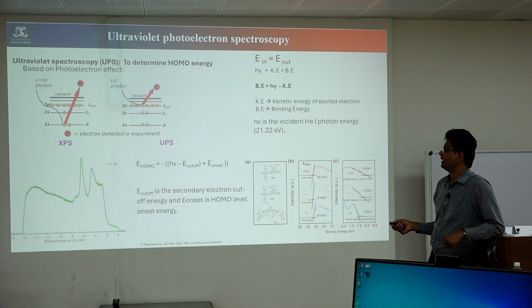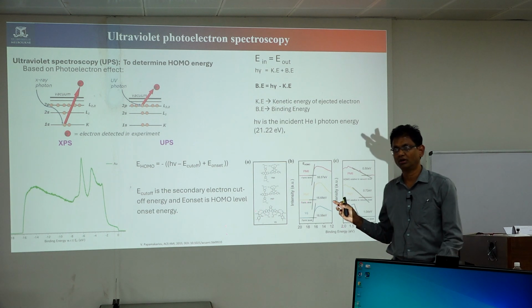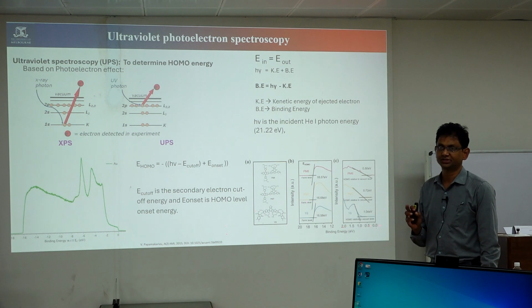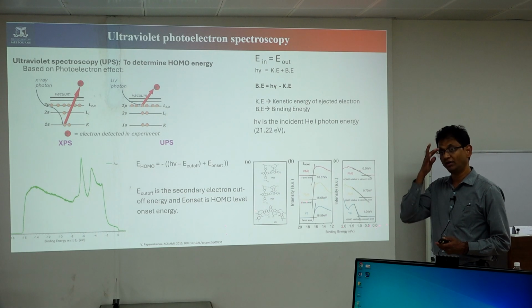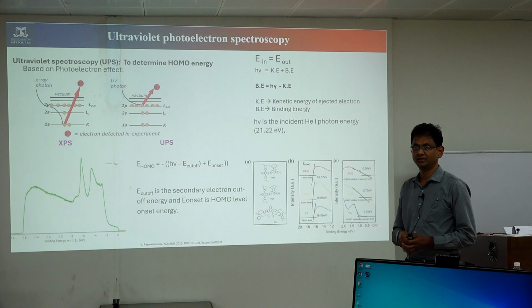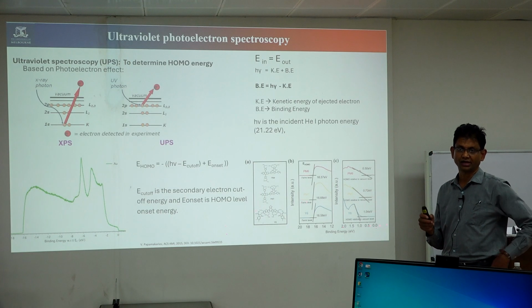Next, I'll give some questions on this basis. We are going to discuss more about ultraviolet photoelectron spectroscopy. This is another method to find out the Fermi level and the HOMO and LUMO levels. This is a more accurate method, but these processes are all done with high vacuum technology. We have ultra high vacuum.